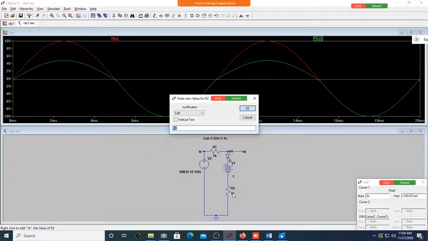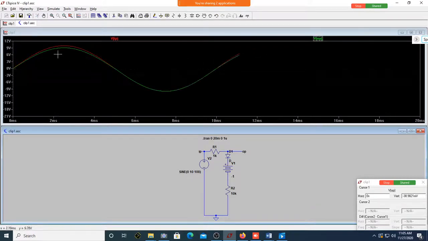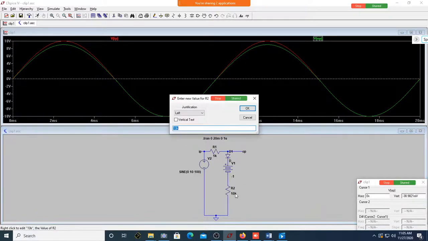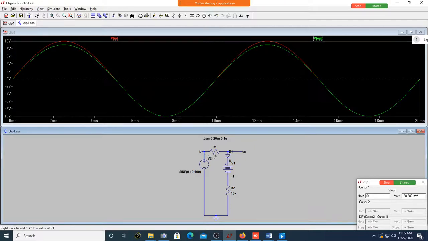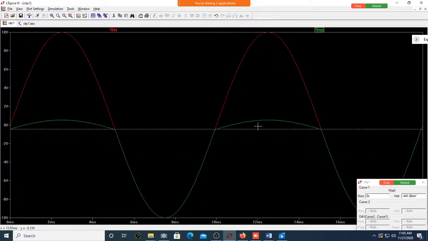Suppose if I make this 10k, it will be 10 by 11 times, almost 90% of it. Run it. You can see it's going closer to it. And then if you make this 100k, it's 0.09 now, almost flat, within 10%. It's almost around 2 volts or whatever the reference voltage is. See this? Because this is around that reference voltage.